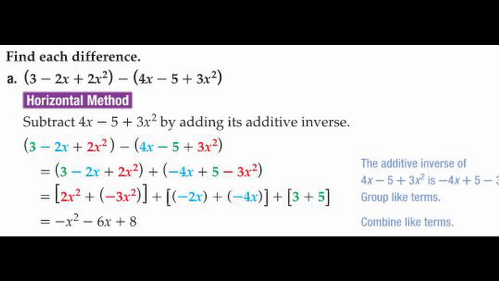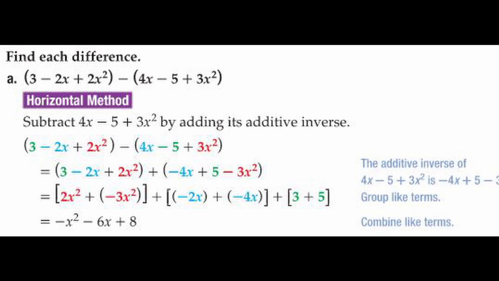Down here, in the first line, they rewrote the problem and color-coded everything by degree. So the constants are in green, the first degree terms are in blue, the second degree terms are in red. Look at the first colored line versus the second colored line. They changed the minus to a plus in between the two sets of parentheses, and then they changed the sign of everything in the second parentheses. 4x became negative 4x, minus 5 became plus 5, and 3x squared became negative 3x squared.